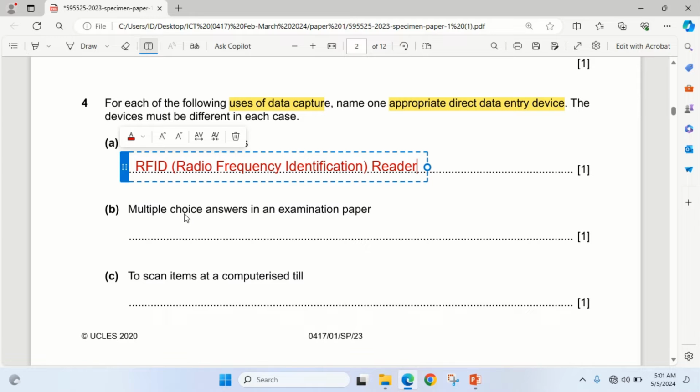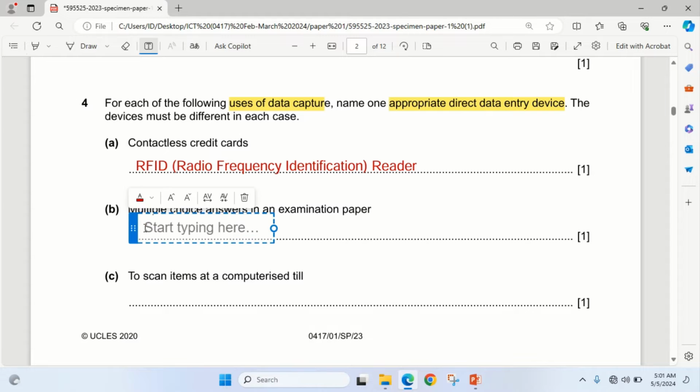Then for multiple choice answers in an examination, you use OMR. That is optical mark reader. OMR, optical mark reader or recognition reader. So take note of that.